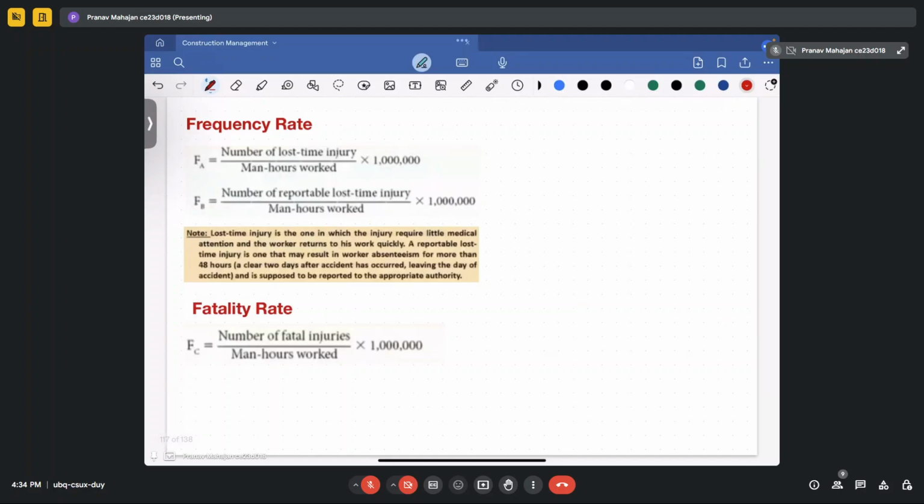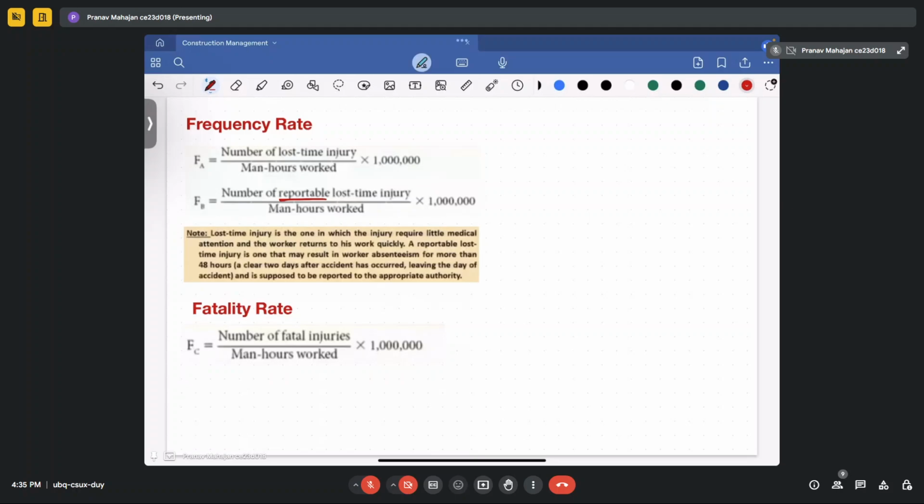Now, talking about some definitions regarding the calculations. First is the frequency rate. The frequency rate is the ratio of the number of lost time injuries divided by man hours worked, multiplied by 1 million, which will tell you the frequency rate of accidents at that particular site. Another way you can also report it is the number of reportable lost time injuries divided by man hours worked in millions.